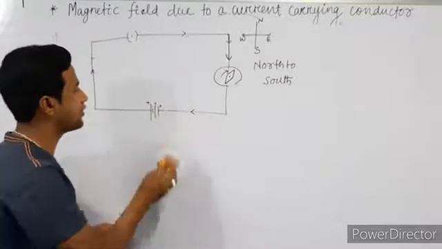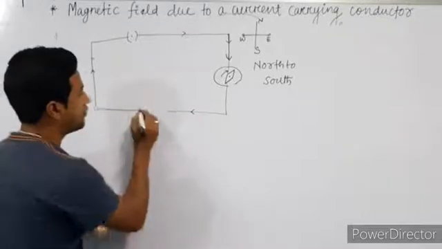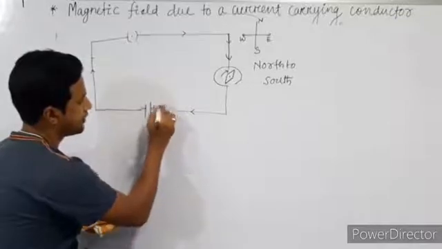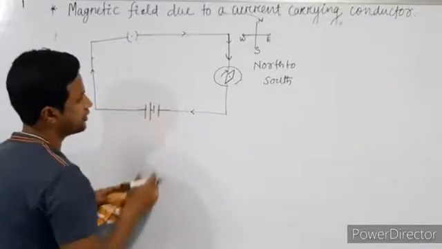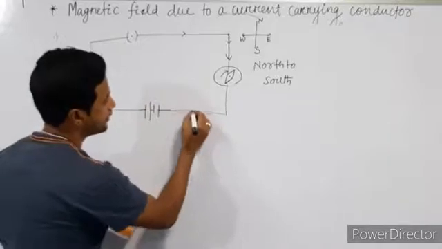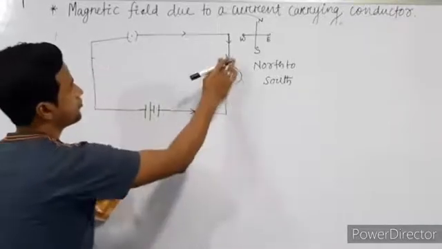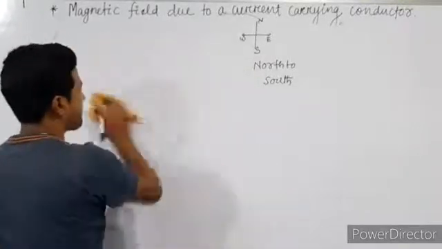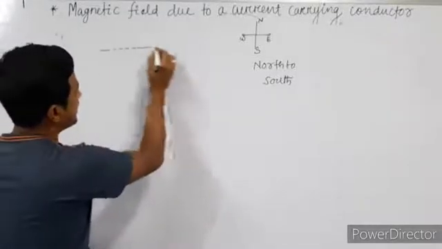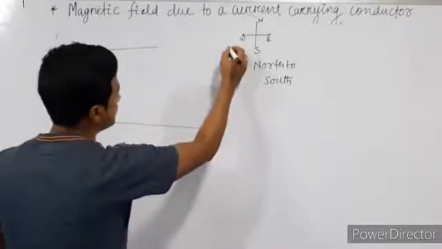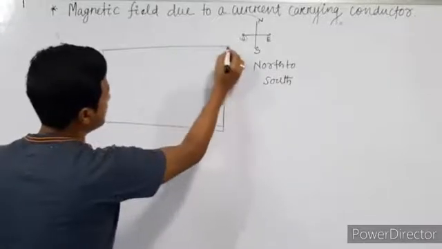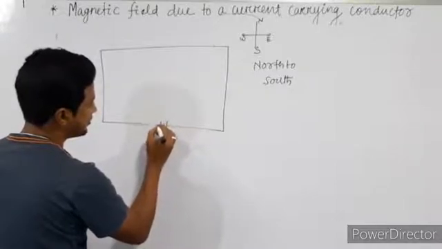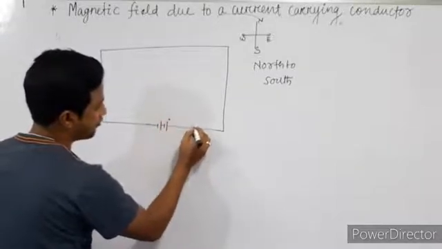If I reverse the current, what I will do is like this. This is negative, this is positive, this is negative, and this is positive. Now you see the direction of the current is in this direction. Same diagram, only the direction of the current will be changed. This is positive, this is negative, this is positive, this is negative. Means the current is flowing in this direction.